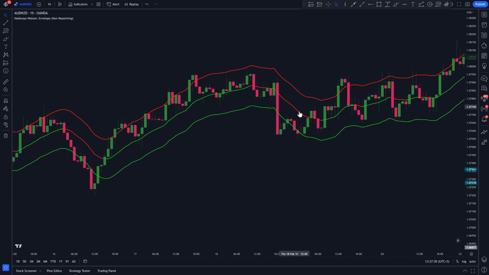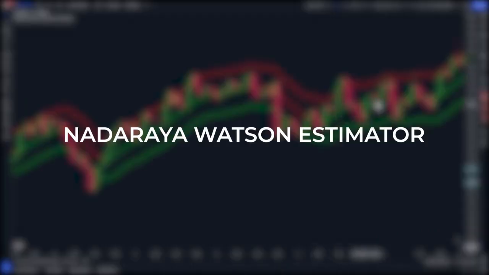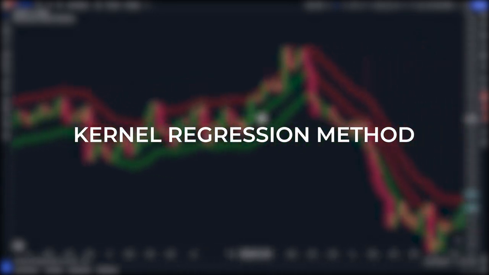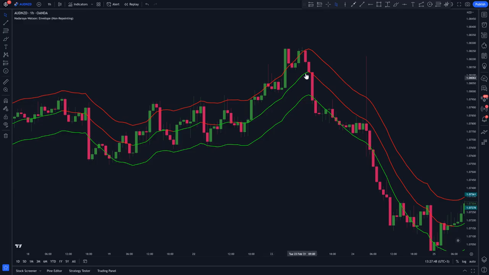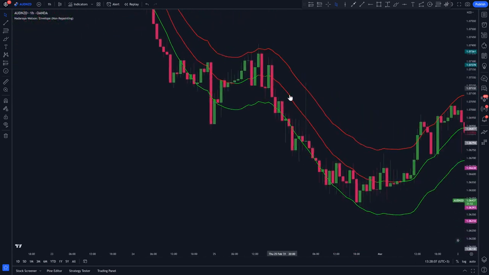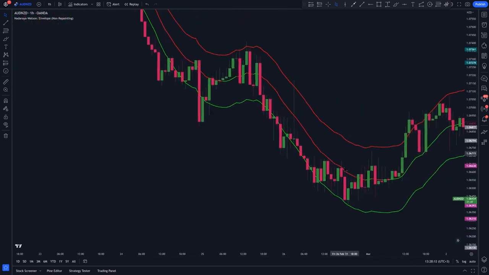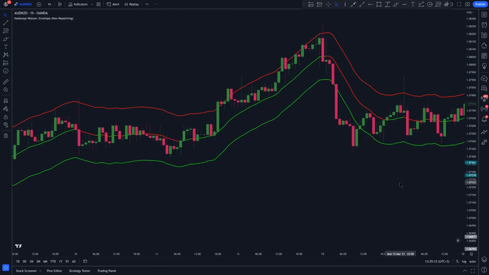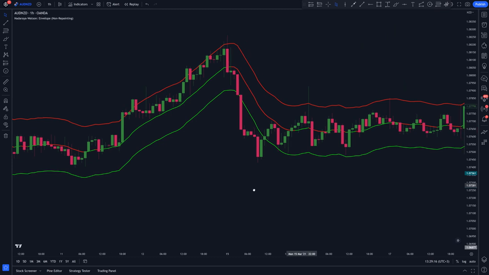Instead, it uses something called the Nadaraya Watson estimator, which is basically a kernel regression method that smooths out price data, making it less sensitive to noise and more focused on significant trends. This basically means that the Nadaraya Watson estimator is going to keep you in trends longer compared to simple moving averages. And that is exactly how we're going to use it to trade.